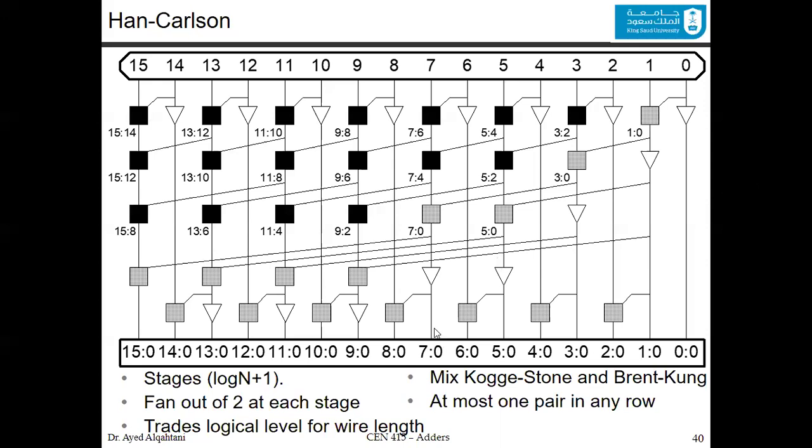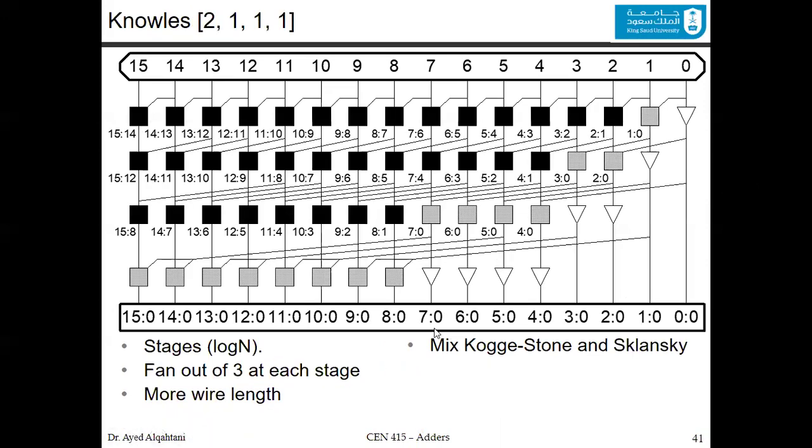Now the next one is the Knowles, and it has certain types. In Knowles, it's very close to Kogge-Stone, but it has some mixture with Sklansky. So it's a mix between the Kogge-Stone and Sklansky. The stages are log n, and there is a fan out of 3 at each stage. So yes, we add a little bit of fan out, but we still have the wiring problem since we have the Kogge-Stone mixture.